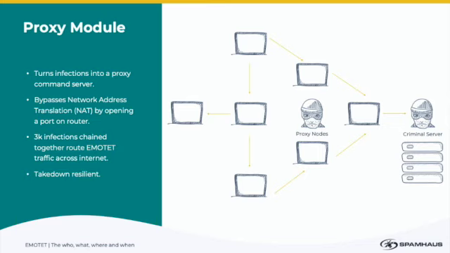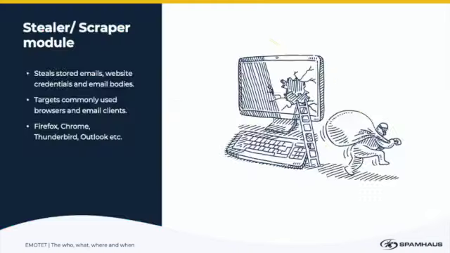And it kind of makes Emotet takedown resilient, because essentially all the command and control servers in a main binary are just proxy command and control servers. So if we take down one command and control server, essentially we're taking down an infection. But there are so many of them chained together that it would be very difficult to take down all of them and to finally reach the main command and control server.